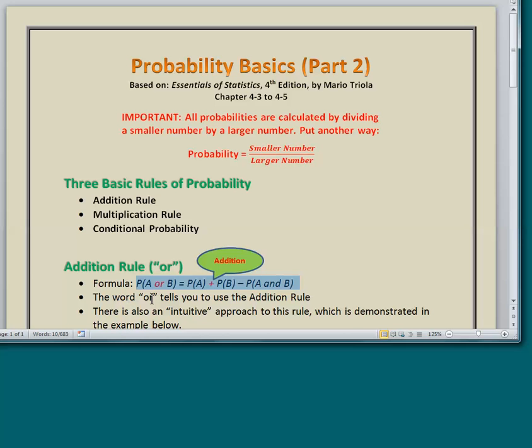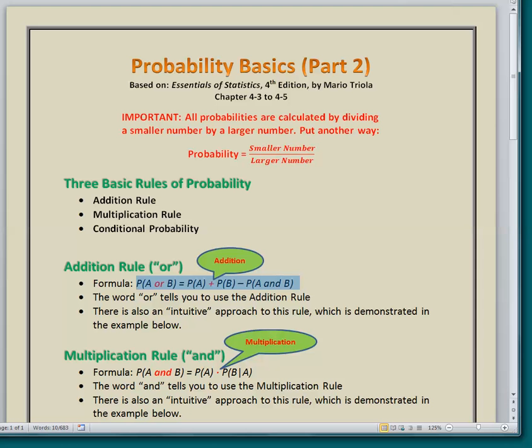Notice here again in this second bullet, the word or tells you to use the addition rule. There's also what is sometimes called an intuitive approach to this rule, as an alternative to the formula, which is a little more user-friendly to a lot of people. And the intuitive approach is demonstrated in the example below, which we'll get to in a few minutes.